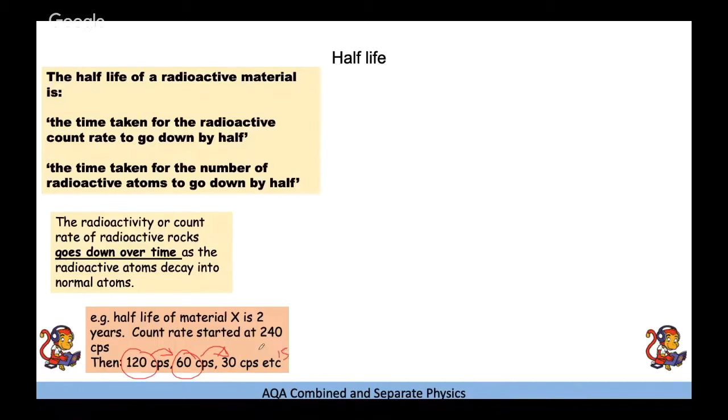Now, that could be one of the skills, working out what the count rate would be after a certain number of years. Just write down, just halve it each time and count how many times it's halved.